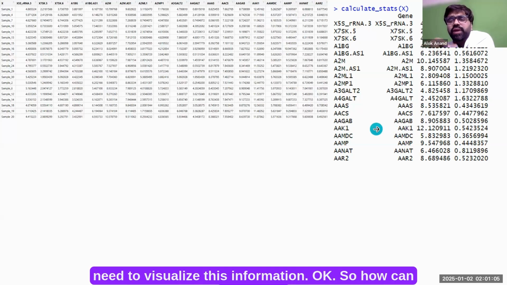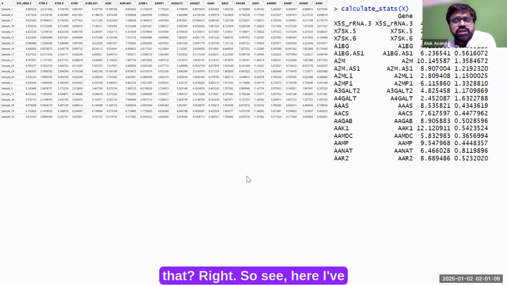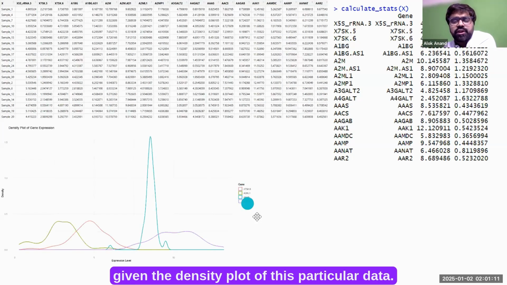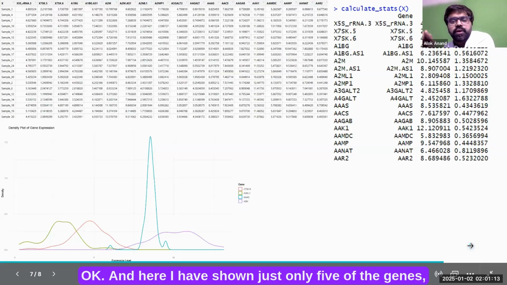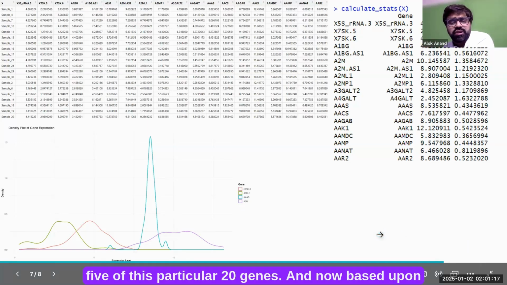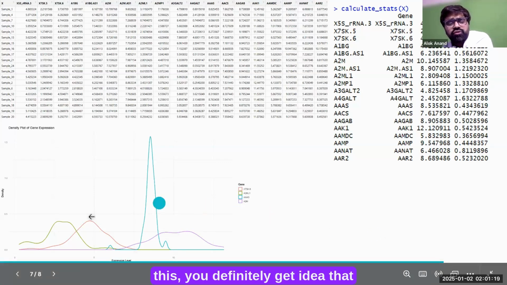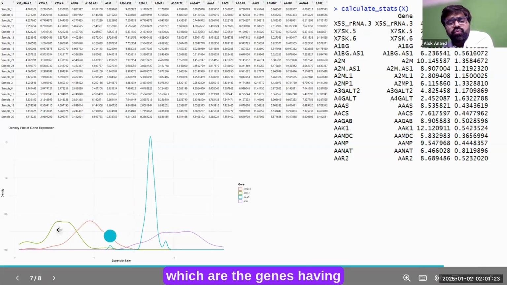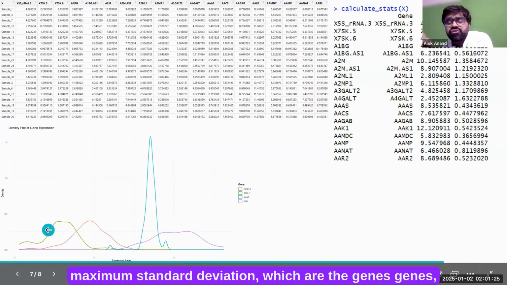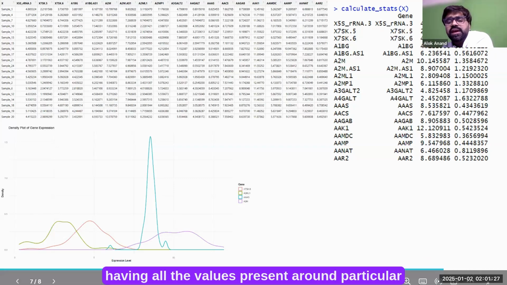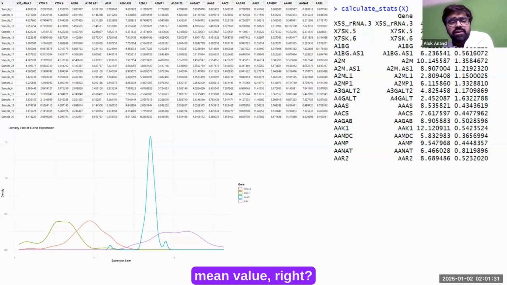Now suppose you need to visualize this information. How can you visualize that? See, here I've given the density plot of this particular data, and I've shown only 5 of these particular 20 genes. Based upon this, you can definitely get an idea of which genes have maximum standard deviation, and which genes have all the values present around a particular mean value.